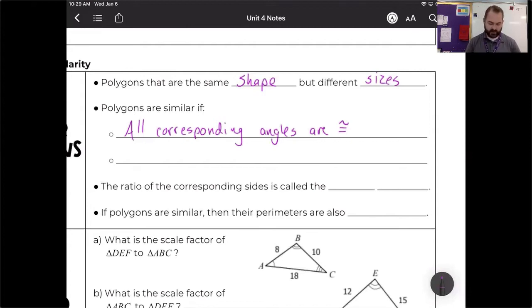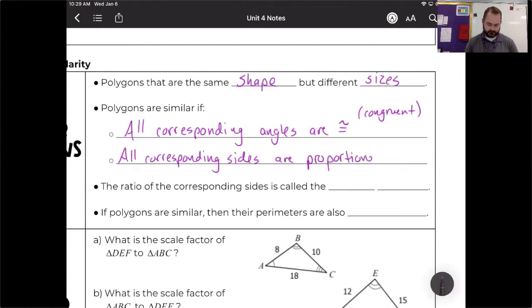Remember that symbol means congruent. And if all corresponding sides are proportional, that is what makes polygons similar. If their corresponding angles are all congruent and their corresponding sides are proportional.